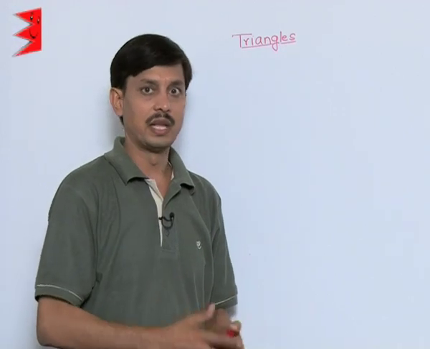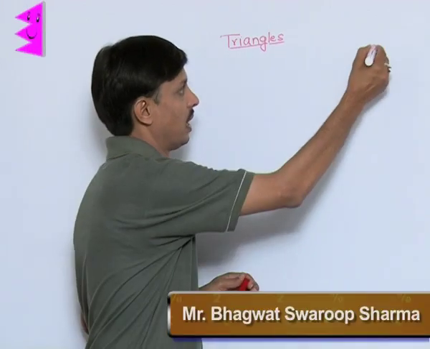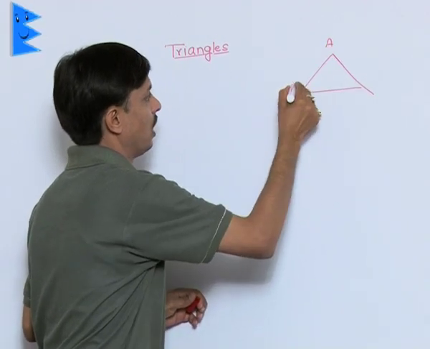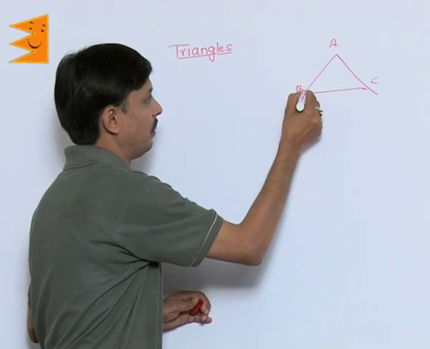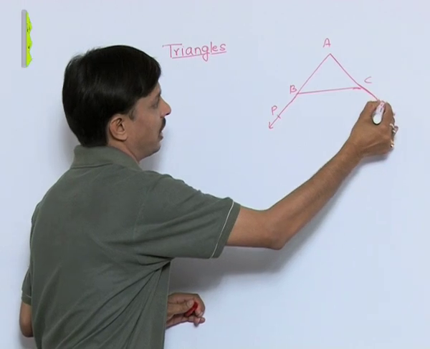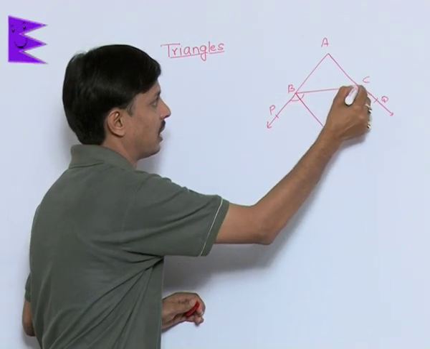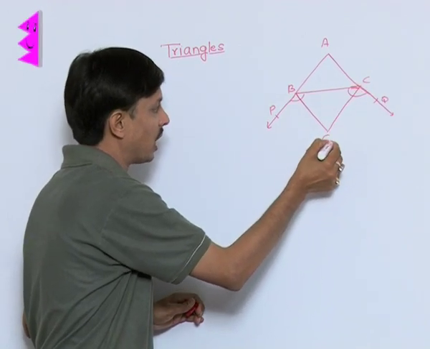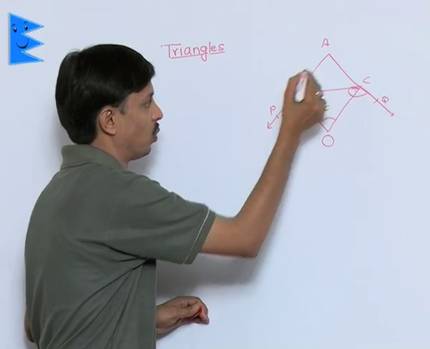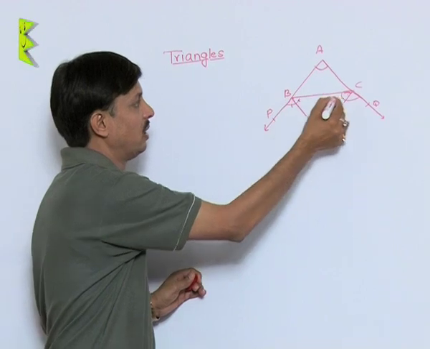One more problem that is based on the chapter triangles: if there is a triangle ABC, this is the triangle ABC. Side AB is extended to any point, suppose P, and AC is extended to any point, suppose Q. Now the bisectors of these exterior angles are drawn to meet outside at a point O. Then prove that angle BOC is equal to 90 minus half of the vertical angle at A.